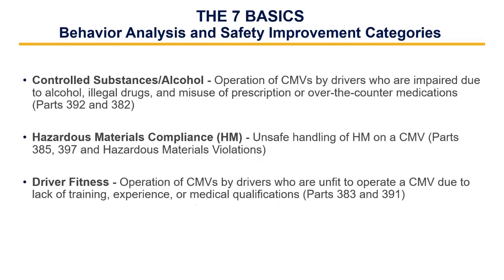The controlled substance and alcohol basic would include violations identified roadside, wherein a driver would be impaired due to maybe the misuse of a prescription or over-the-counter drug, possession of alcohol that's not manifested as part of the load, and certainly driving under the influence of drugs or alcohol.